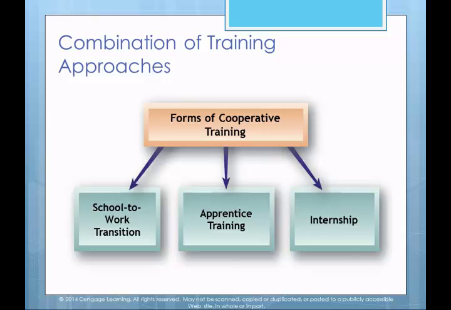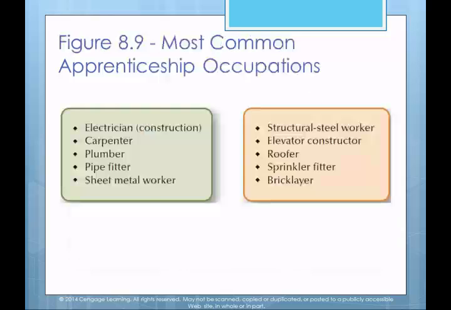Apprentice training, I'll show a slide about the most common apprentice occupations, but it's basically providing the employee with on-the-job experience under the guidance of a skilled and certified worker. And then internship usually combines job training with classroom instruction from schools, colleges, and universities. And that can benefit both the employers and the interns because the interns get real-world exposure. Here are examples of the most common apprenticeship occupations: electricians, carpenters, plumbers, pipe fitters, elevator constructors, roofers, sprinkler fitters.